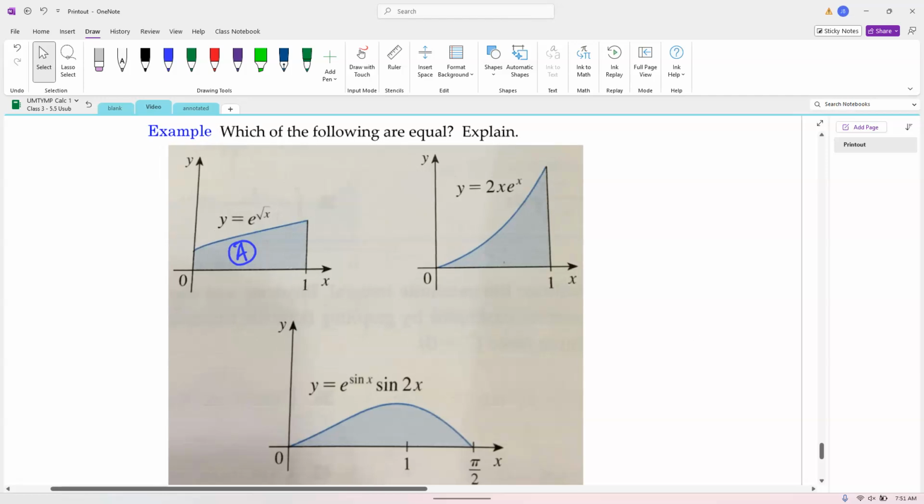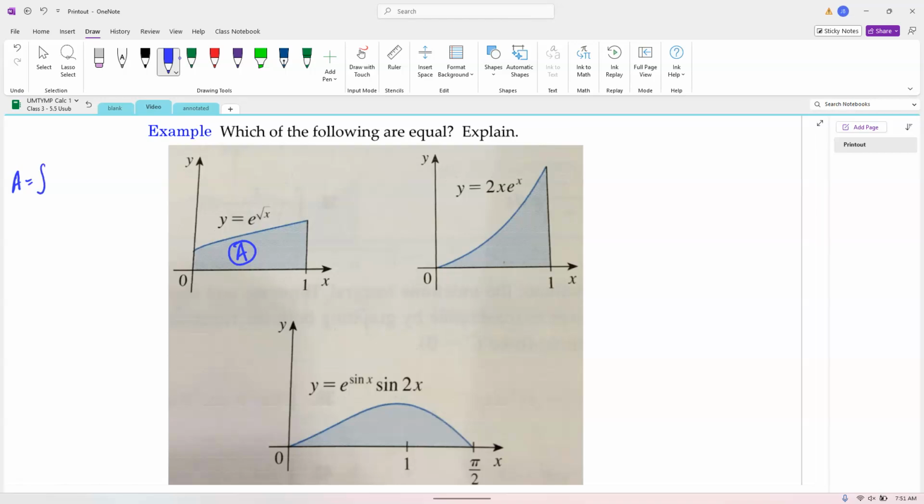So if I look at A, this is going to be equal to, let's see, if I set up the integral, x bounds 0 to 1, and it would be the area underneath e to the square root of x dx. Okay. How would I integrate that? How would I find that? I actually have no clue because I can't do it without u substitution.